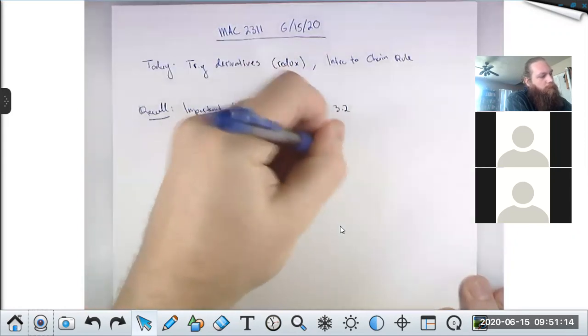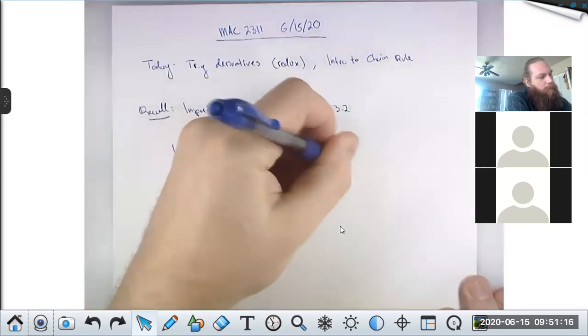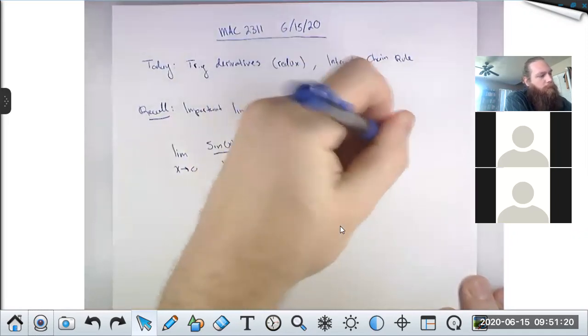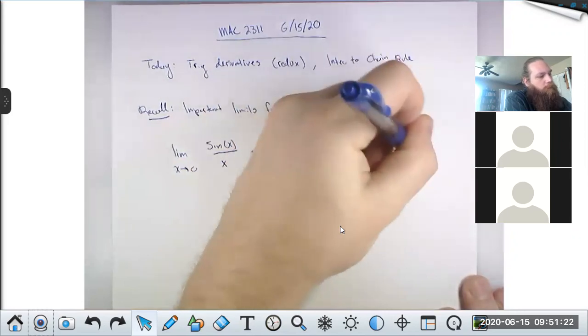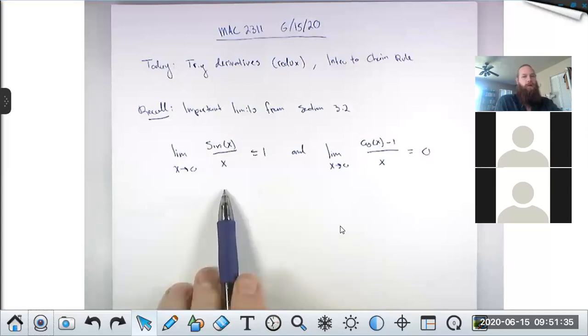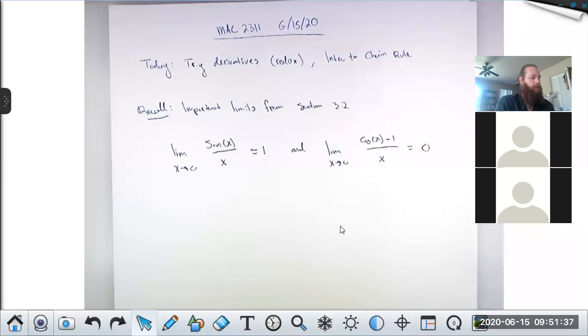And lim x to 0 of cos x minus 1 over x. This is 0. So these were two important limits that came up while we were discovering the derivatives of the trig functions. We proved this guy geometrically, and then we proved this guy as a consequence of this guy. You don't have to remember the geometric proofs. That's not necessary, but you do need to remember the results.